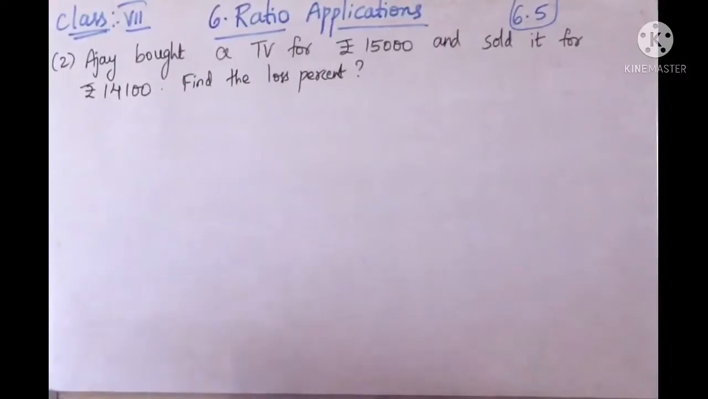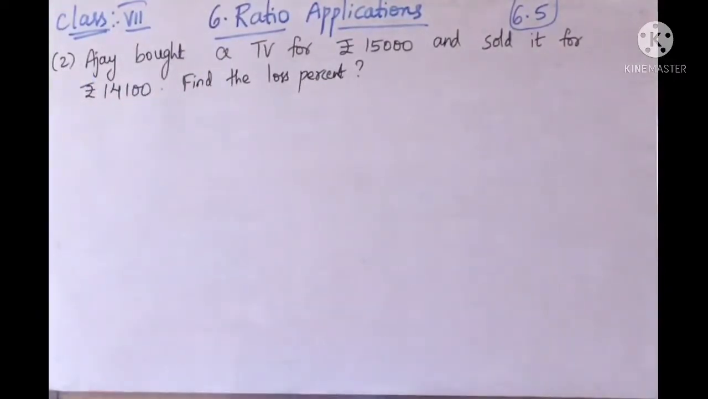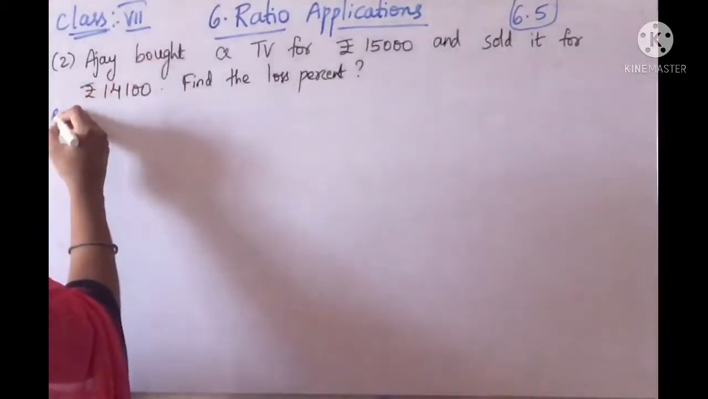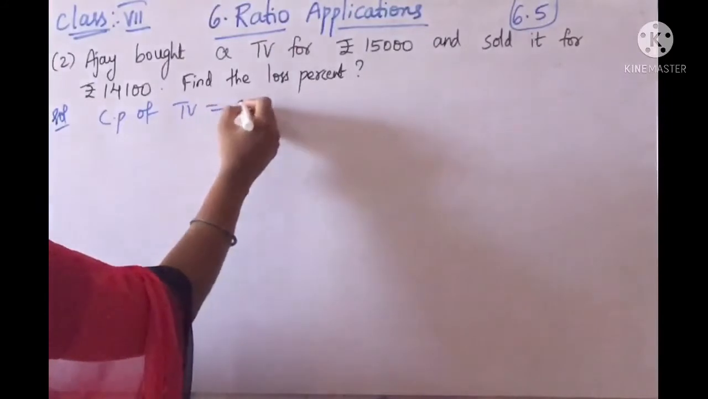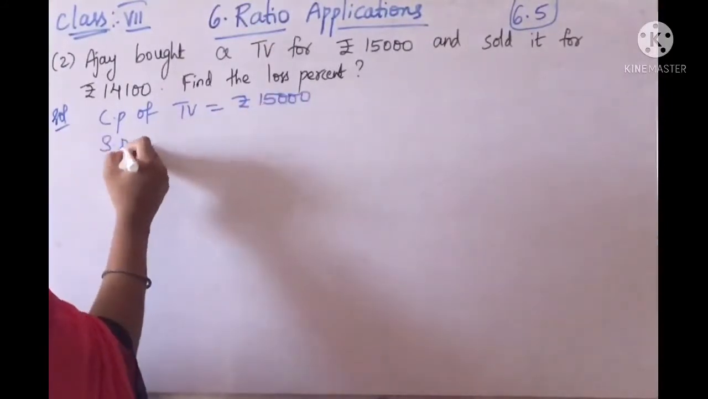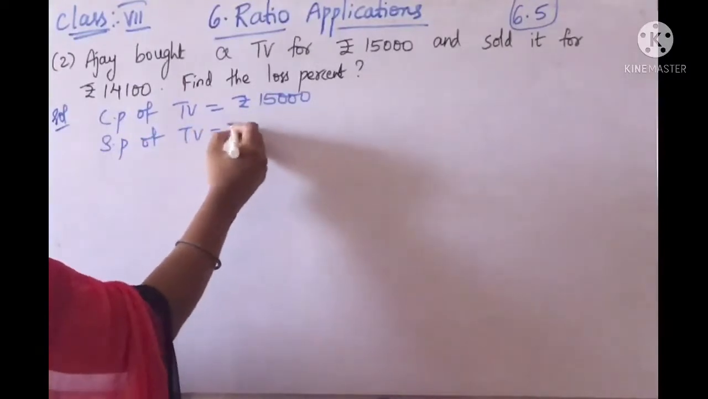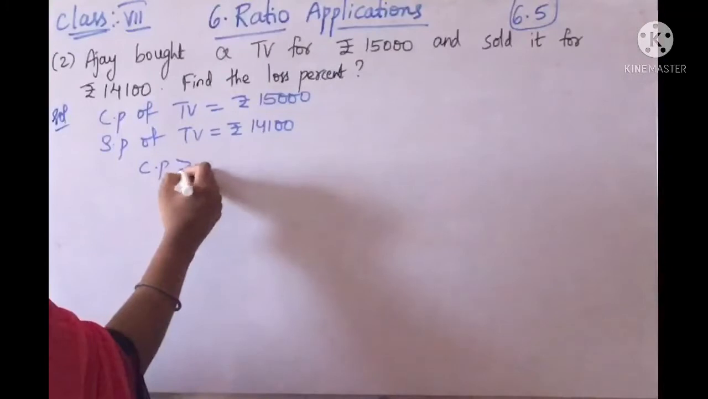Coming to second question, children. Ajay bought a TV for rupees 15,000 and sold it for rupees 14,100. Find the loss percentage. Here bought is nothing but the CP. So what is the CP of TV, children? 15,000, right? And what is the SP of TV here? 14,100.